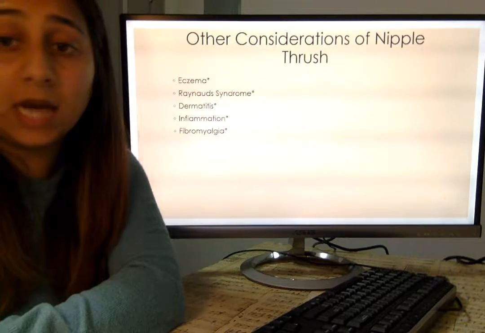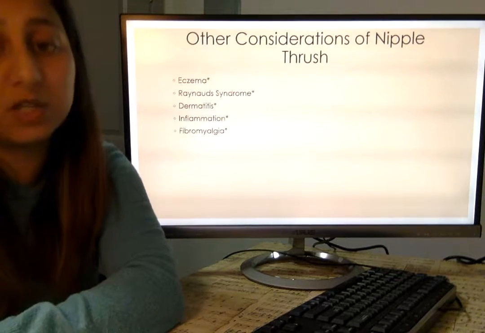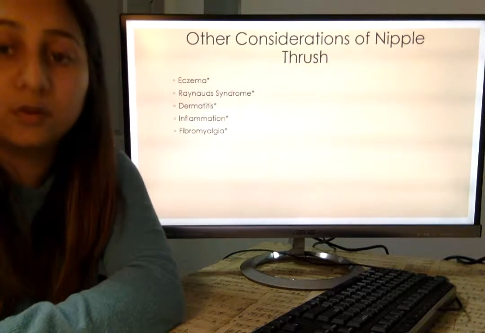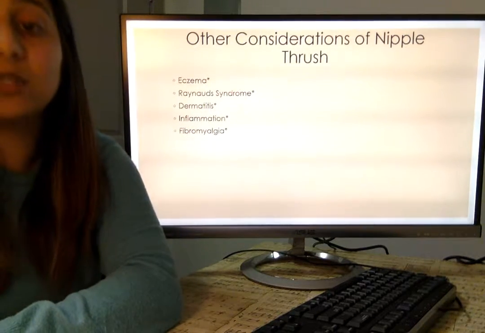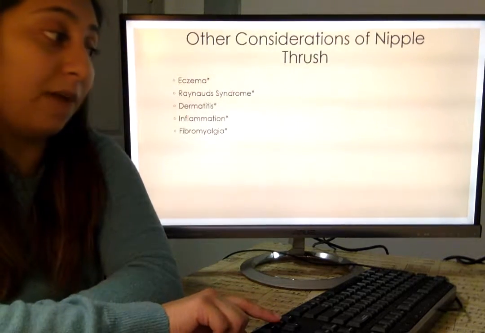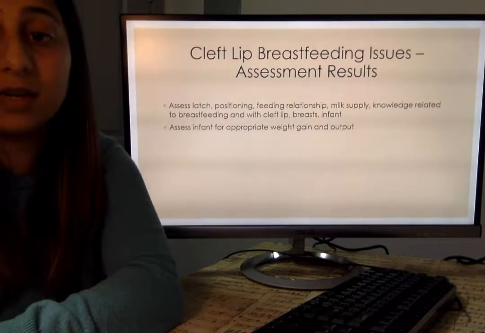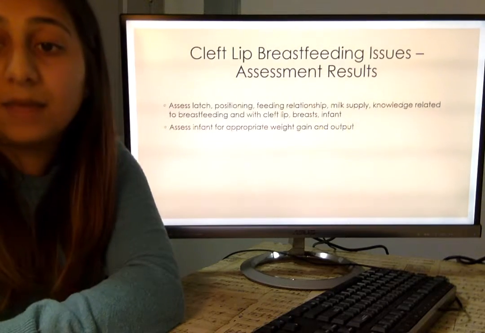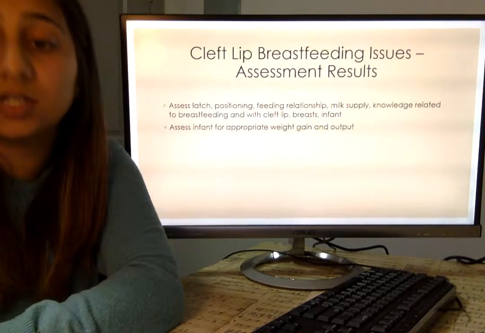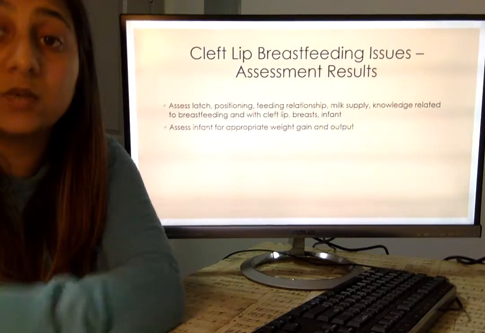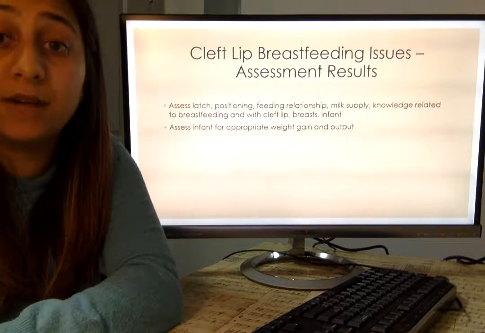Other conditions that can cause or can appear to be nipple thrush are eczema, Raynaud's syndrome, dermatitis, inflammation, and fibromyalgia. Other things can also include overactive milk ejection reflex, which can be very painful, skin damage through an allergic reaction, so on and so forth. There are many things. Now, the infant may have a long tongue, which can lead to a painful latch, and also the infant may have an oral virus such as hand, foot, and mouth disease, which can also lead to a painful mouth for the infant, just like as seen with oral thrush.